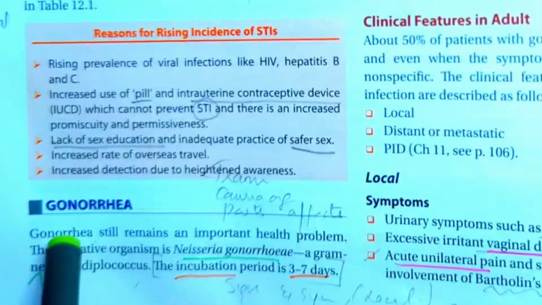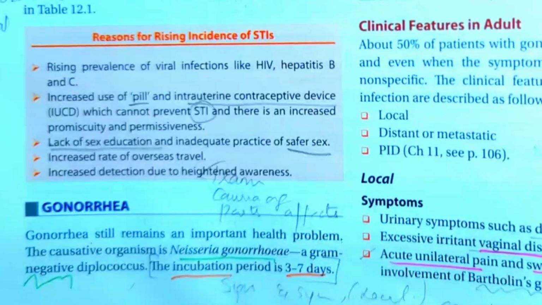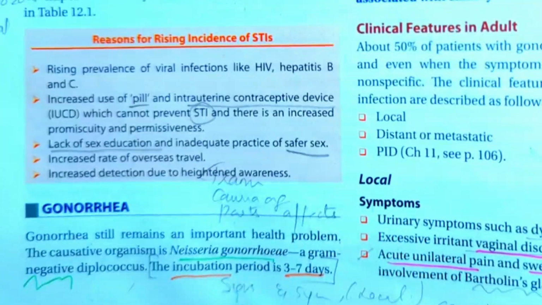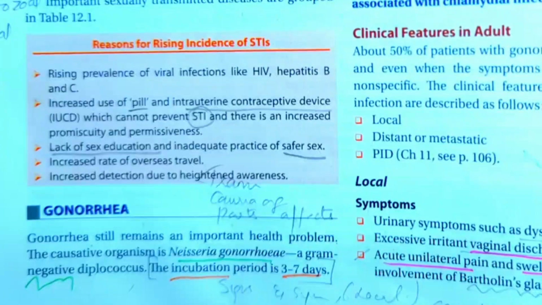First we are going to see gonorrhea. Gonorrhea is one of the important health problems. In this we have to write the signs and symptoms. We have to see the examination points, complications of the disease, treatment and prevention.